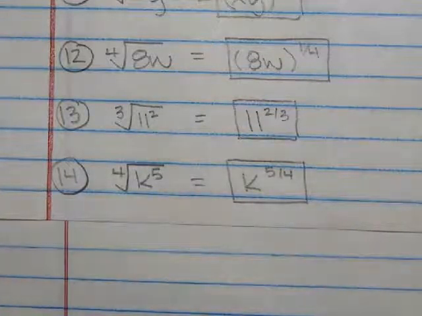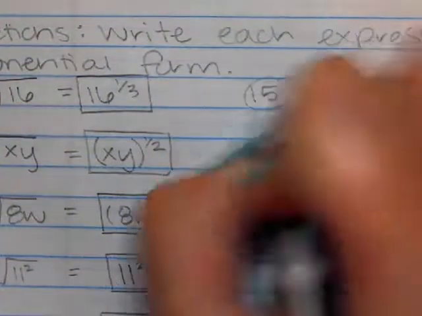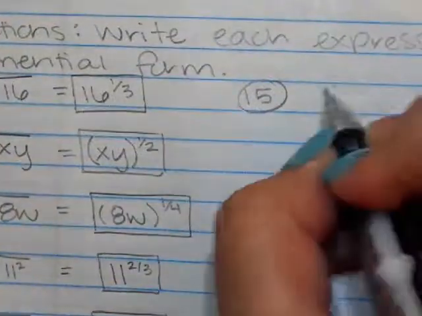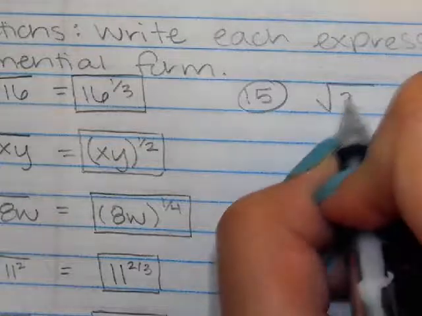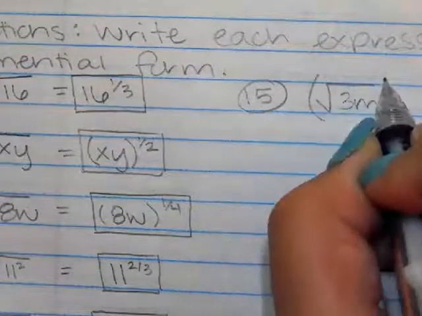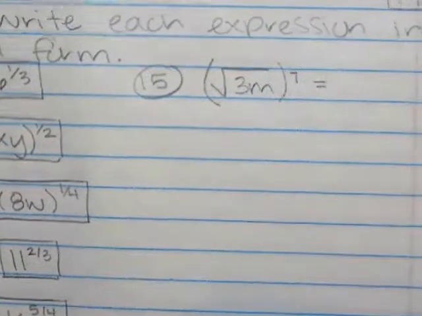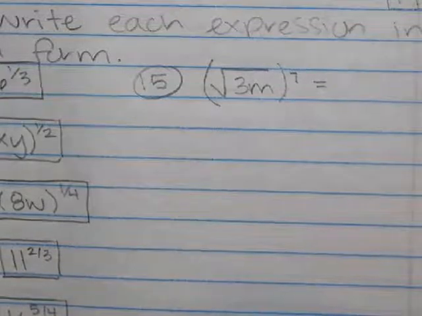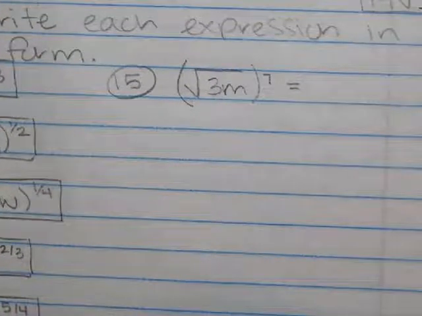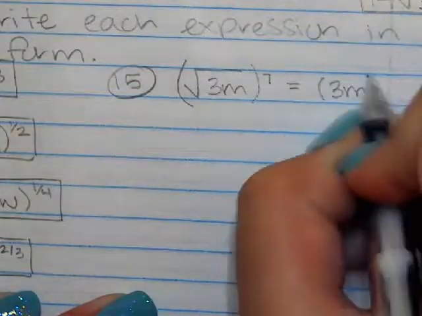I need one more. 15. Square root 3m to the 7th. Now you got to remember what this means. When it has the 7 on the outside, you got to just remember what it means. Yeah, 3m to the 7 halves.